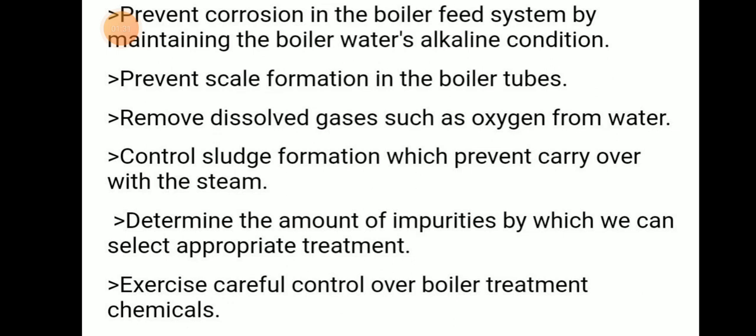Then exercise careful control over boiler treatment chemicals. We can prevent corrosion in the boiler feed system by maintaining the boiler water alkaline condition, prevent scale formation in boiler tubes, remove dissolved gases such as oxygen from water, control sludge formation which prevents carryover with steam. We can determine the amount of impurities by which we can select appropriate treatment, and exercise careful control over the boiler treatment chemicals.